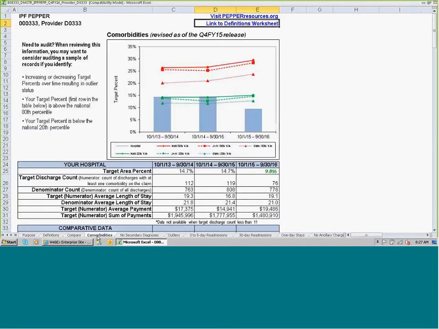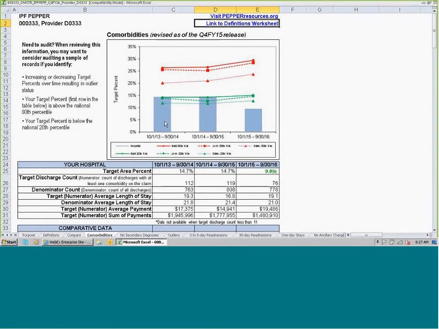So let's take a look at the comorbidities target area. This is the target area that we were identified as a low outlier on the compare targets report. Each of the target area reports is set up in the same fashion. You'll see your provider number and name up here at the top left. There are some guiding suggestions here as to how to interpret your target area information.